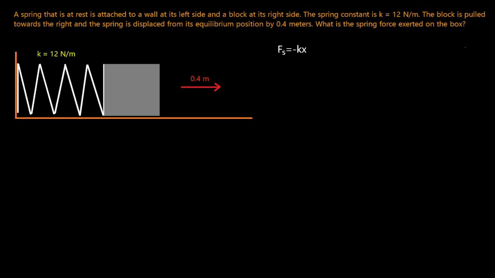To solve this problem, we can use the spring force formula we just learned. So we're given that the spring constant is 12 newtons per meter and that the displacement is 0.4 meters. So we can just plug these two numbers into the formula and get our spring force. So the spring force is equal to negative 12 newtons per meter times its displacement, which is 0.4 meters, and this will give us negative 4.8 newtons.